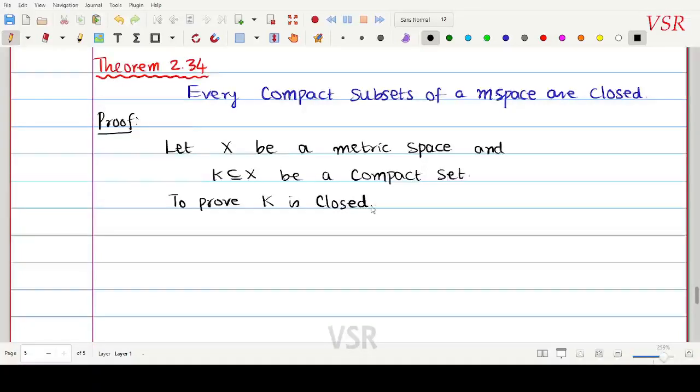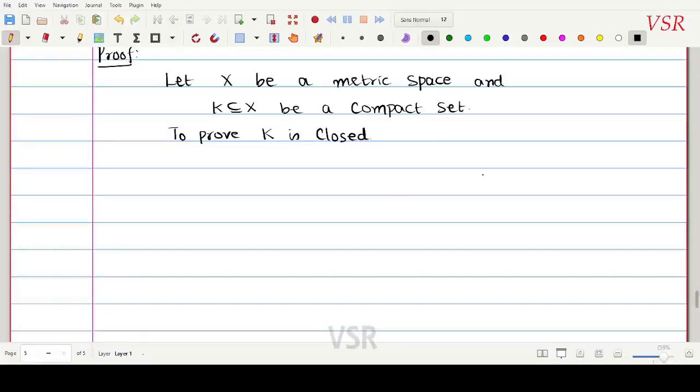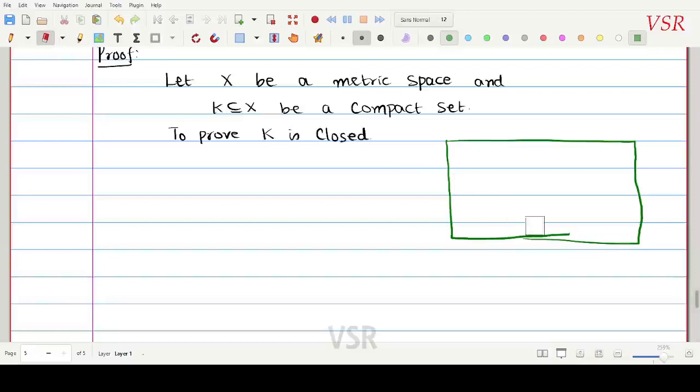Let me first explain this with a picture, then we will go for the proof. I have given a set X here. So this is my X, my capital X. Now I am going to take a compact set in this. This is my compact set, my K. Now I am going to prove that K is closed.